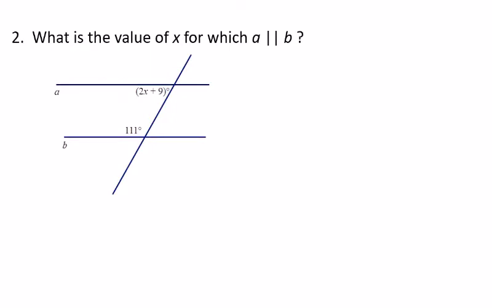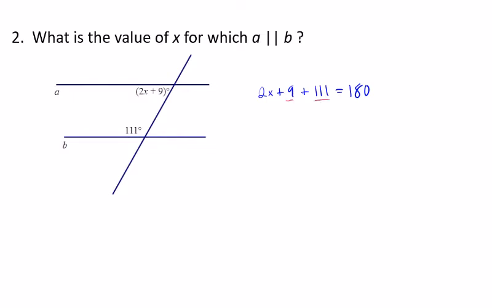And so it's asking, what is the value of x for which A is parallel to B, right? For these two lines to be parallel, what does x have to be? And we know that these would have to add up to 180. They have to be supplementary for the two lines to be parallel, right? So we can say that 2x plus 9 plus 111 has to equal 180 for A and B to be parallel. And by the way, we could put parentheses around the 2x plus 9, but we don't need them. There's nothing in front here. We're not distributing anything, and so I'm just going to leave the parentheses out.